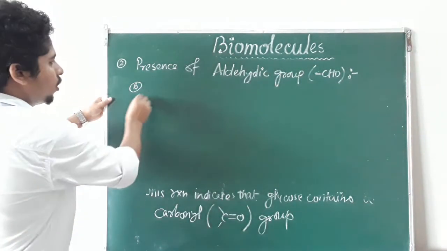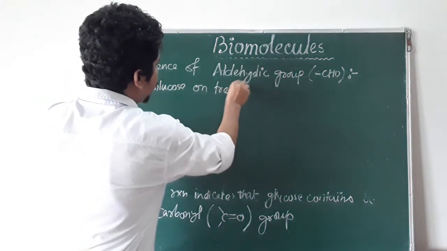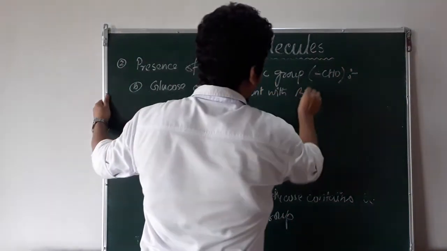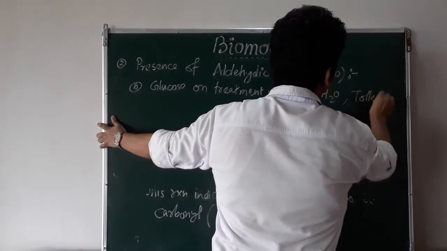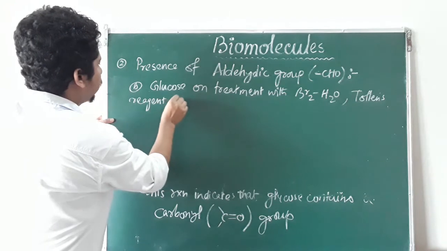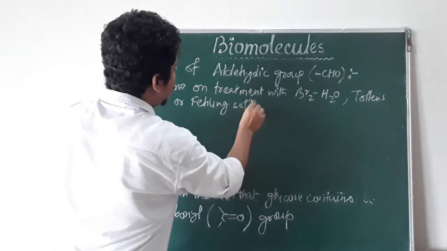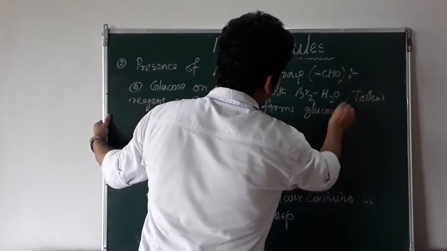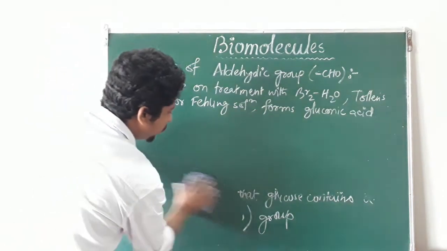Number B, glucose on treatment with bromine water, Tollens reagent or Fehling's solution forms gluconic acid. Now we are writing the reaction.